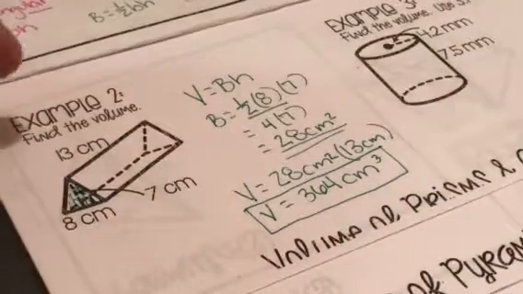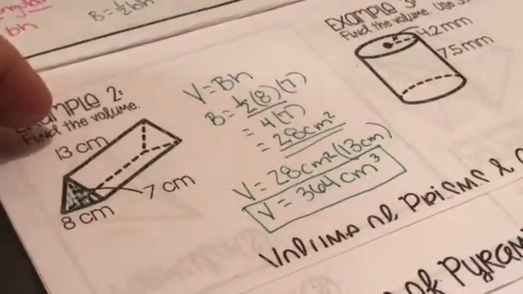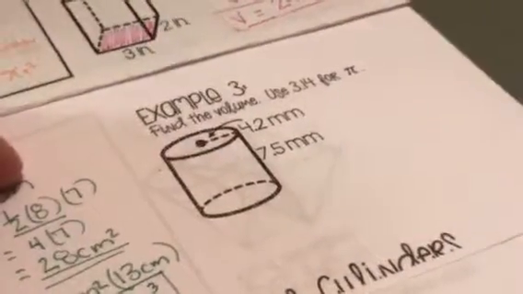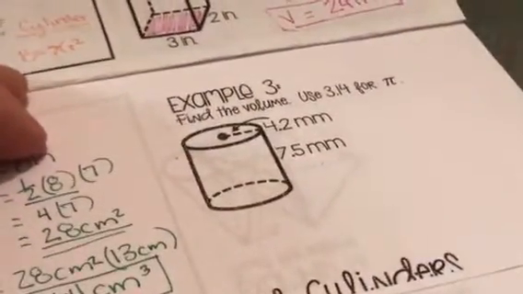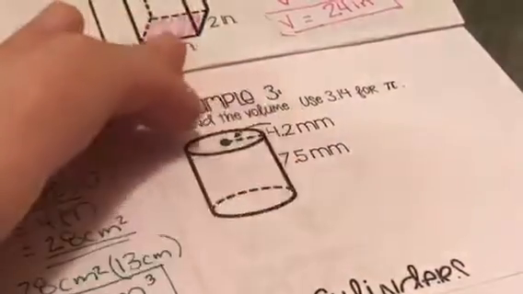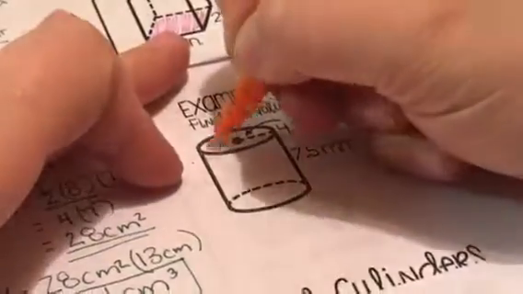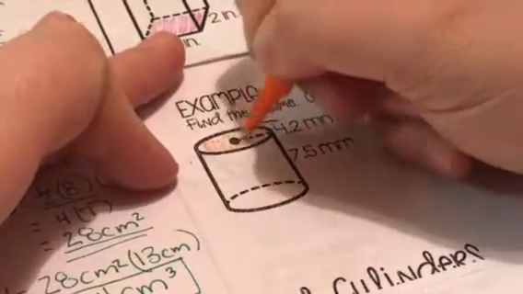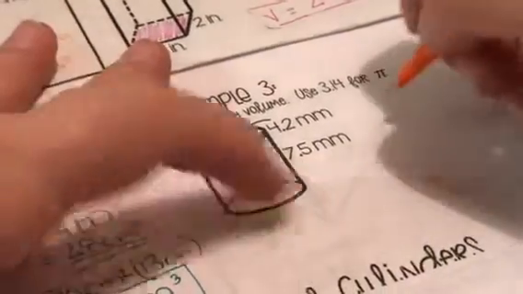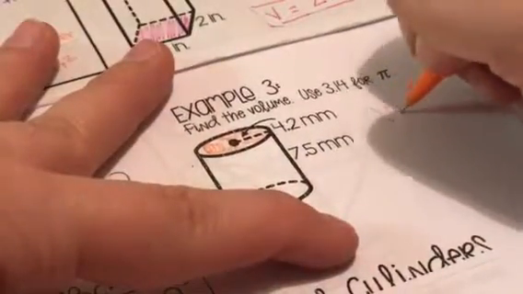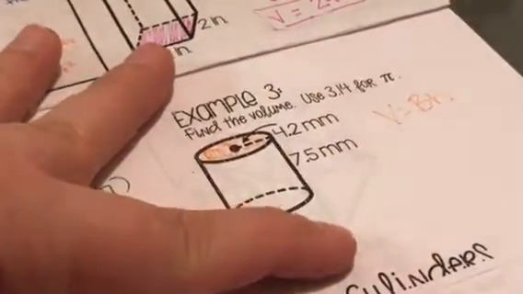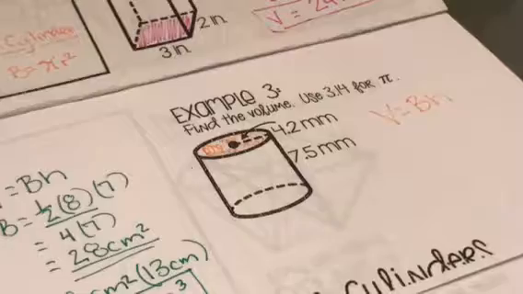The last one is going to be the cylinder. So you're going to find the volume. We're going to use 3.14 instead of pi. So we're trying to find, this is my base. Okay, so the formula once again, V equals big B times H. I'm going to change my color.